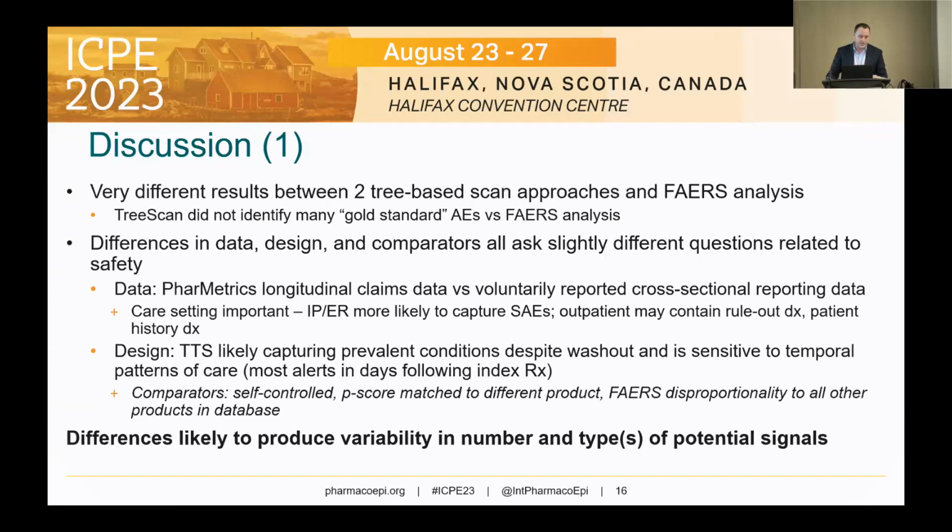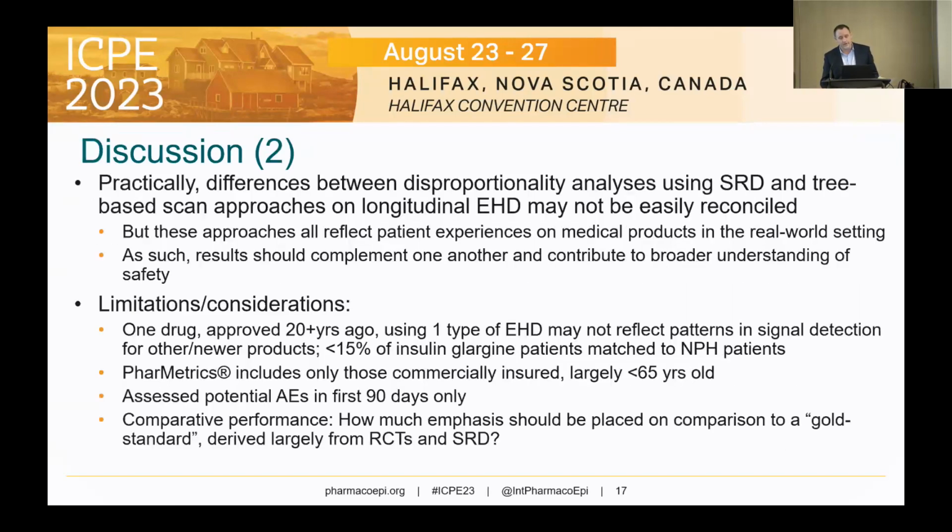So I think these key differences can certainly explain the variability in the types and the numbers of signals that we've seen. That said, I can appreciate that there's maybe some confusion or some frustration around how to interpret these results. That said, it seems to me that perhaps these results cannot be easily reconciled, and nor should they be reconciled. You've asked, again, very different questions.